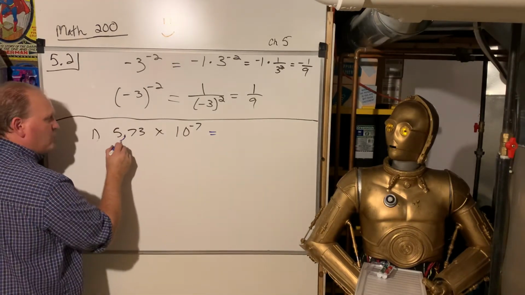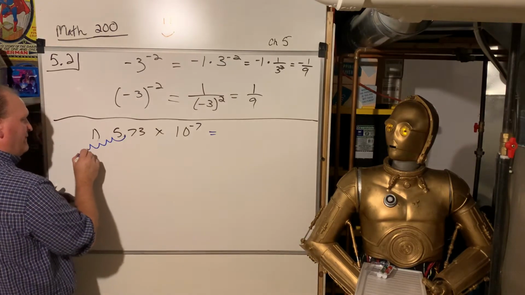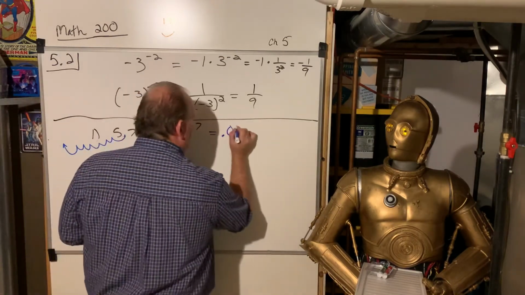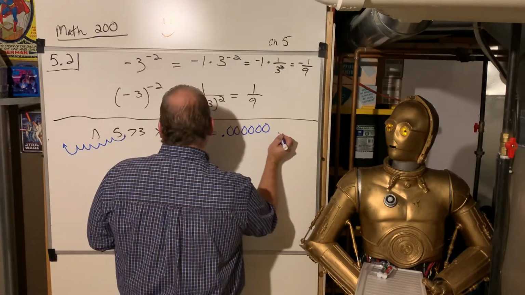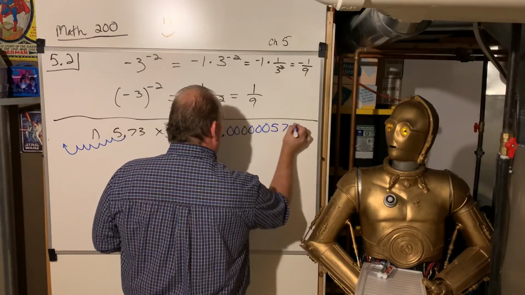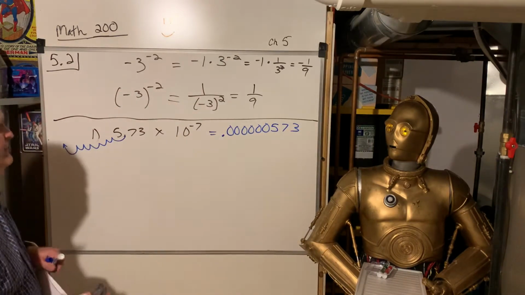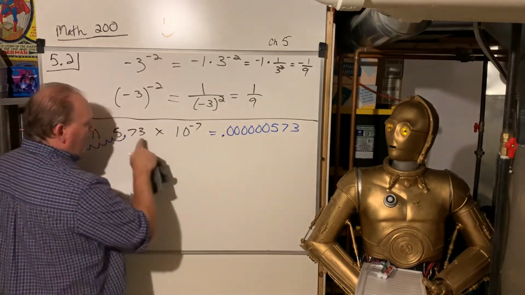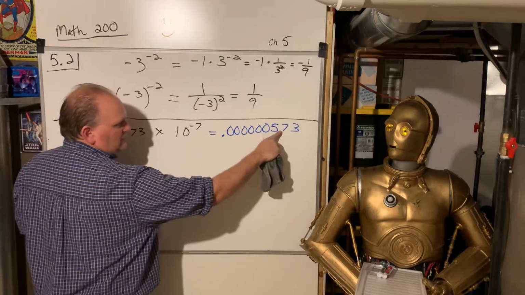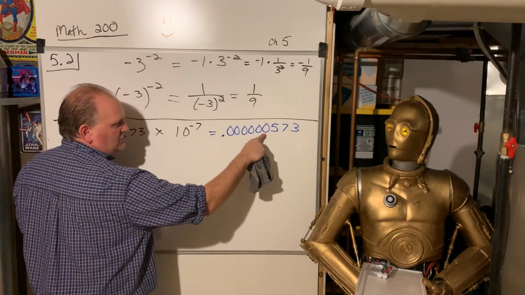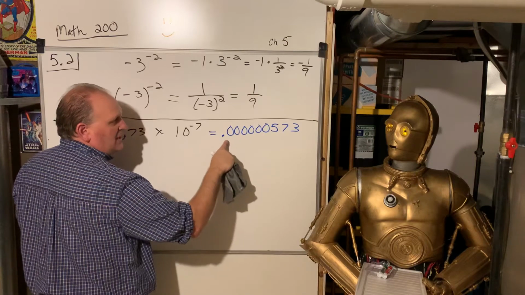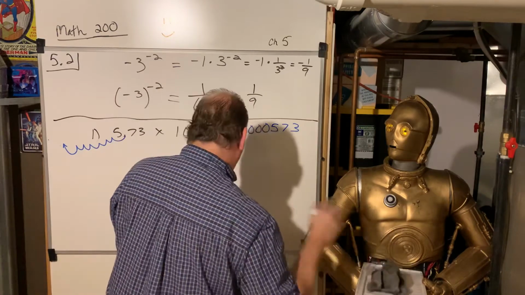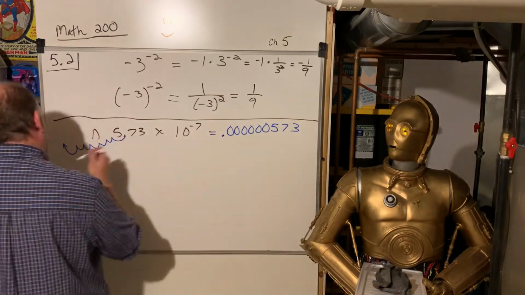Negative 7 is 1, 2, 3, 4, 5, 6, 7 places left. So 1, 2, 3, 4, 5, 6 zeros and a 573. Okay? And now why only 6 zeros and not 7? Well, the 5 took up one of the places. It went from here to 1 and then 2, 3, 4, 5, 6, 7. So it only ends up being 6 zeros because the number takes up a place. Okay? Let's get the next one.